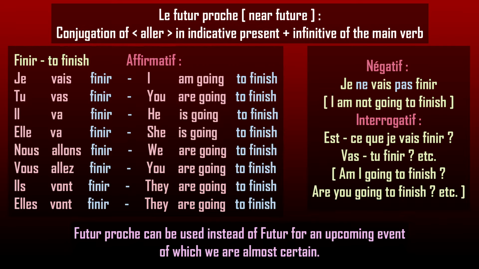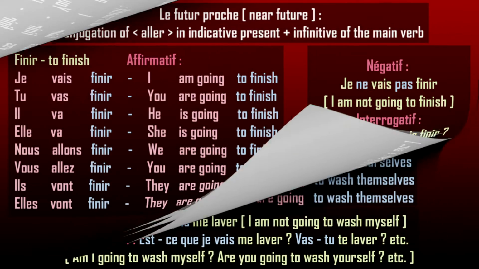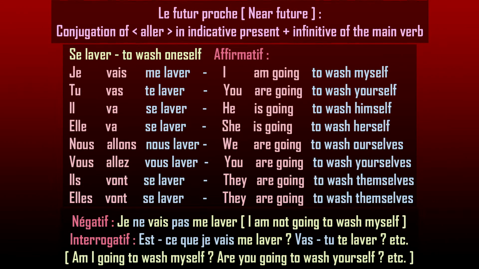How do you make it into interrogative? With je, first person singular, we add est-ce que. Est-ce que je vais finir? Am I going to finish? Vas-tu finir? Are you going to finish? It goes on like this. This tense futur proche can be used instead of future to narrate an upcoming event about which we are very much certain.